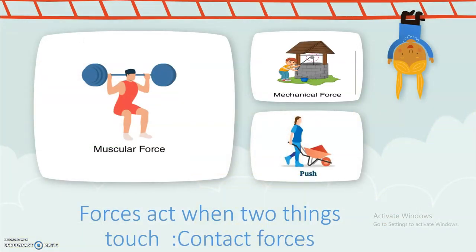Now we will classify the forces into two categories, two classes, two types if we want. First category, first class: contact force. It means a force exerted by two bodies, but the two bodies should be in contact. I mean, if they are not touching each other, there is no force. Examples: muscular force, mechanical force, push.